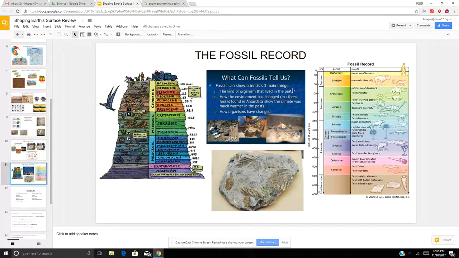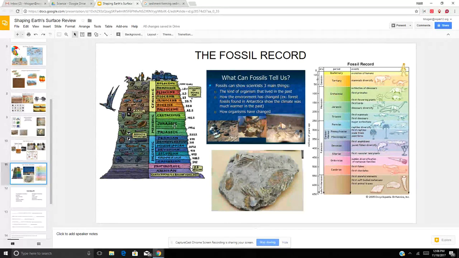tells us what kind of organism lived in the past, a plant or an animal, how the environment has changed, if it was a forest, or how organisms have changed. And there was a group that looked at different fossils, and they realized that some of the plants or animals lived in water, and some of the plants and animals lived on land. And so when you look at the layers of the Grand Canyon, they're different periods of time, and this is billions of years ago, millions of years ago, and you can see that different types of animals and plants lived during different times in history.